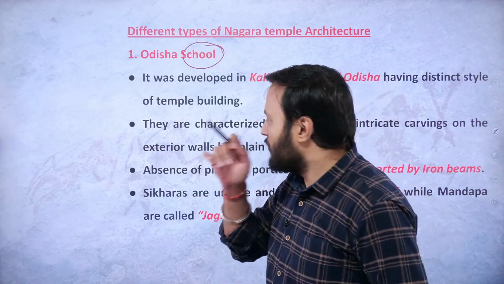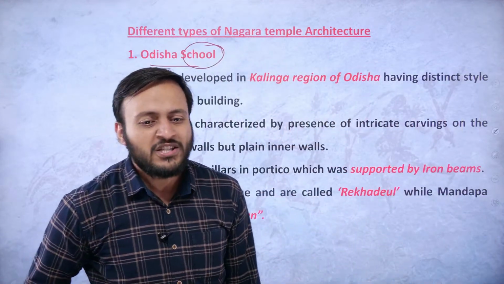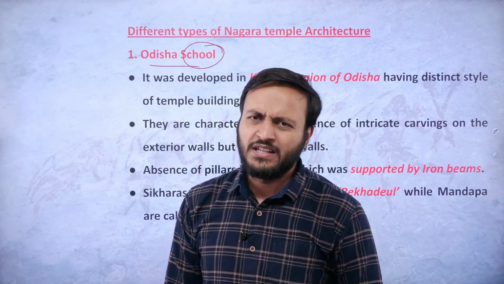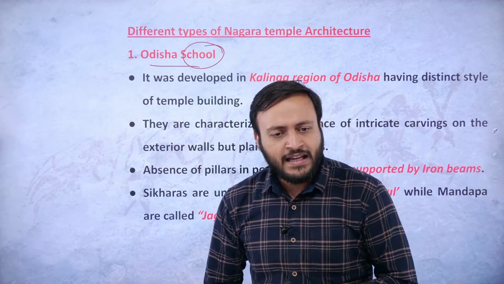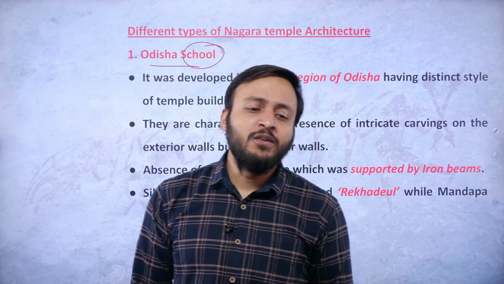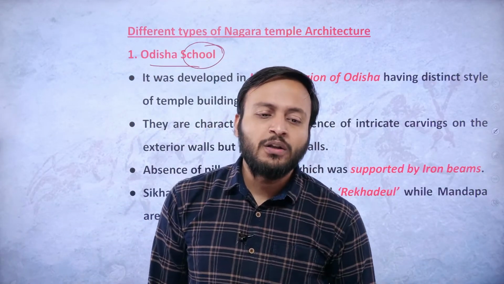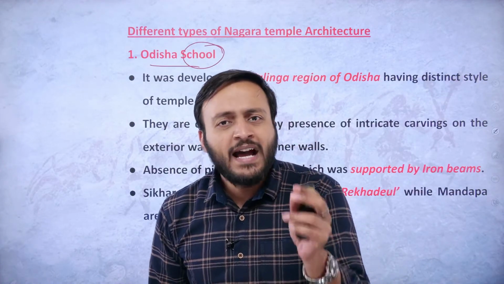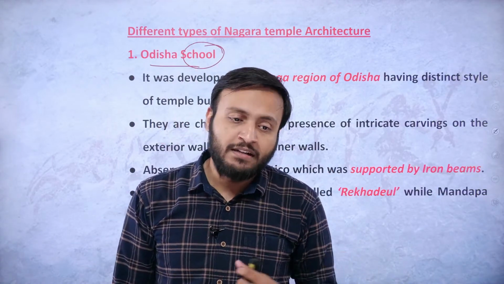Okay. So therefore, Odisha school means the specific features of the Nagar temples present in the Odisha region of southeastern India, or simply eastern India. Now, this is also known as the Kalinga style. I have already told you, but let me tell you again that these temples have intricate carvings on the outer walls, but they are very plain and blank on the inner walls.